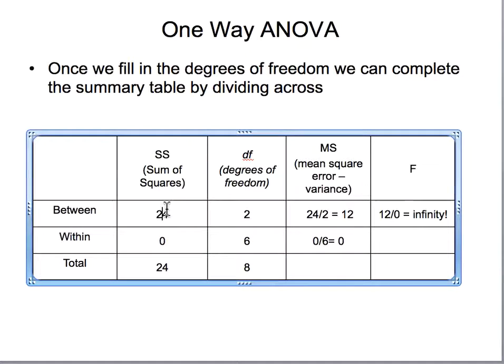Now the way that I figure this stuff out, now that I have this filled, is I'm trying to calculate my variances. And again, we call it mean squared error. It's the same thing as variance. So I have a between groups variance and I have a within groups variance. My variance, again, is always going to be my sum of squares divided by my degrees of freedom, just like it was when we were doing z-tests and calculating variance just by itself. So 24 divided by 2 equals 12. 0 divided by 6 equals 0. And 12 divided by 0 really equals infinity, but it's just a really, really big number.